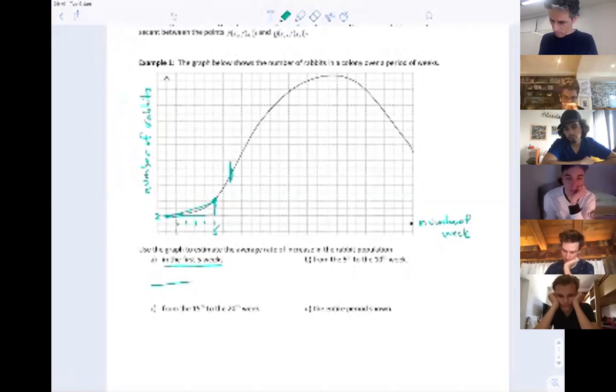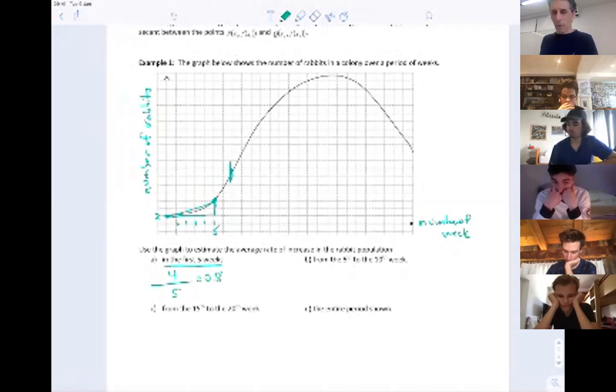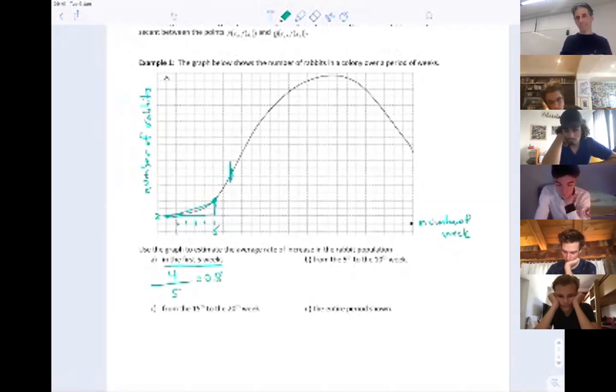4. Well, 2 spots are 4, right? Because remember, we want to count them as pairs. 4, yeah, and the run is? 5. So that's 0.8. What would that represent? 0.8 what? 4 rabbits per week.